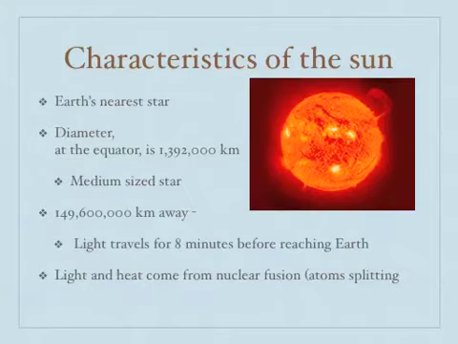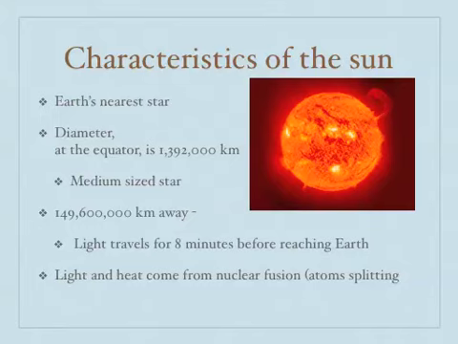So the characteristics of the Sun are: it's Earth's nearest star. The diameter at the equator is 1,392,000 kilometers. It is the largest object in our solar system, although it is considered a medium-sized star. The Sun is 149,600,000 kilometers away from Earth. Because it's this distance, light takes 8 minutes to travel before it can reach Earth.